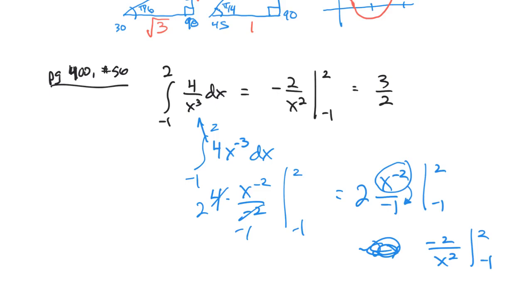So they're not asking about something weird happening here. And then if you plug in the 2 and then minus and plug in the -1, you do get 3 halves. So what's the problem? Because this is the wrong answer. This is all wrong.